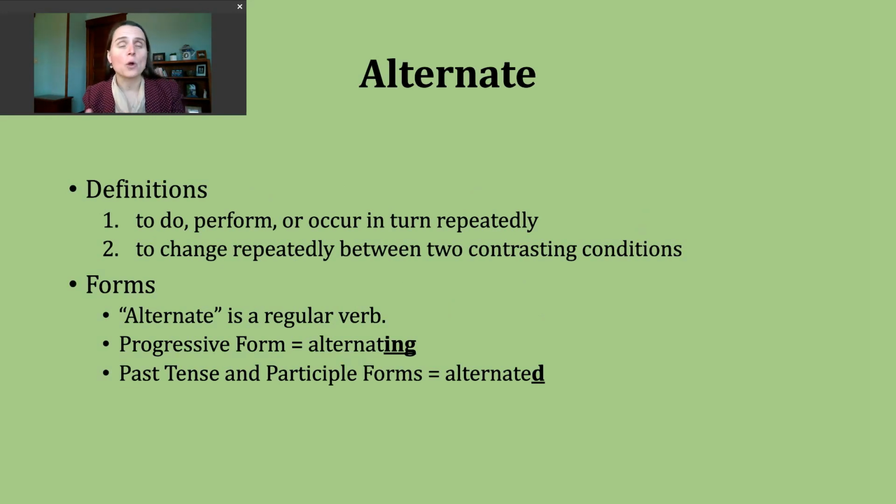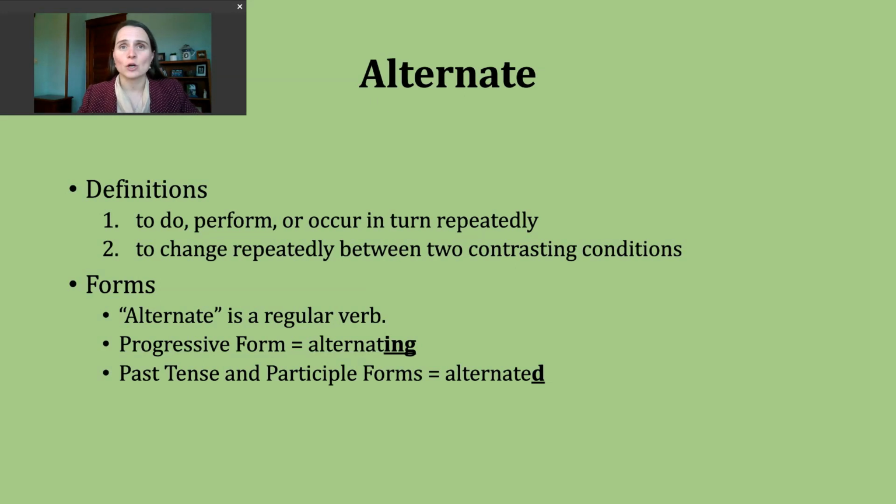A second way the verb alternate gets used is to mean to change repeatedly between two contrasting conditions. We're going to see some different examples of both of these usages a little bit later in the video, but for now, I want you to know that alternate is a regular verb. To make the progressive form of this verb, all we need to do is drop the E on the end and then add ing to form alternating. The past tense and participle forms of this verb can be made by just adding the letter D, since this verb already ends in an E.